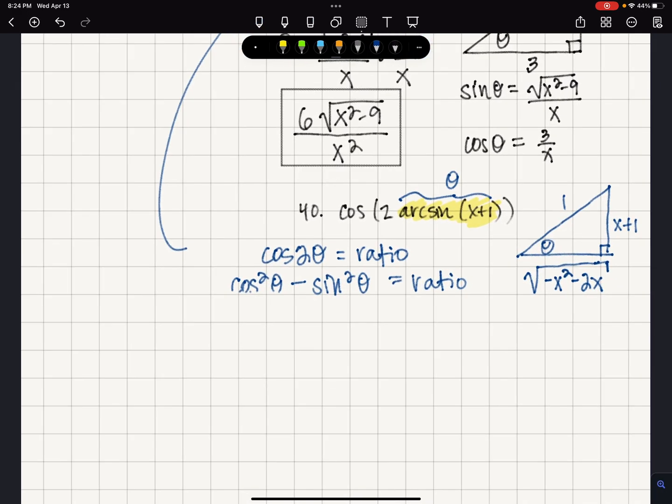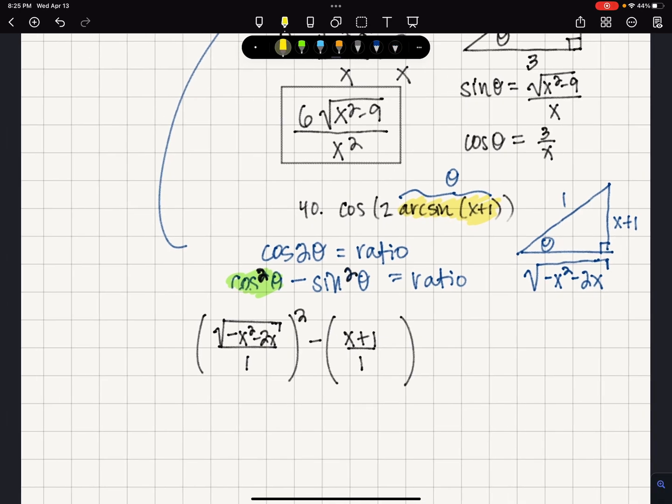Let me write this a little bit bigger. My screen seems very small. Much better. Okay, so cosine squared. Cosine is going to be the adjacent side, which is the square root of negative x squared minus 2x, over the hypotenuse. And then we're going to square that ratio. Minus the sine of theta, which is x plus 1 over 1, and then we're going to square it.